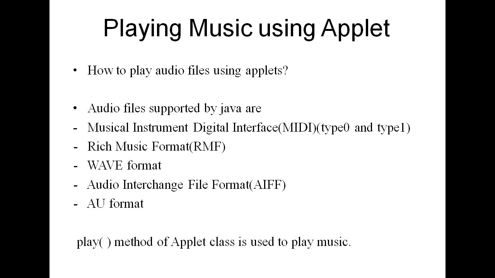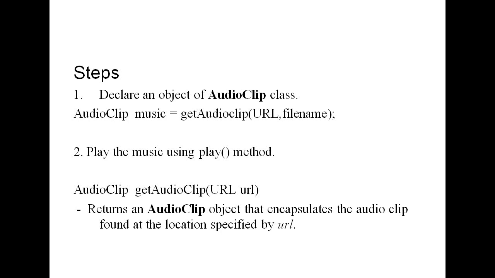The play method of the Applet class is used to play music. So we have an API known as play that is used to play music. Steps to play audio in a Java applet. First step is to declare an object of the AudioClip class. For that we have the AudioClip class followed by an instance, music, which is assigned the result of getAudioClip followed by URL and file name. We can see how the URL value and file name can be specified.